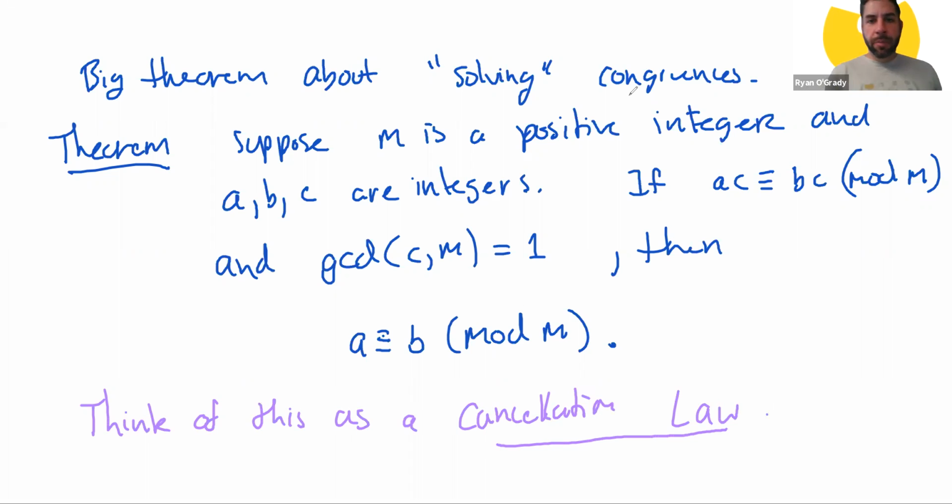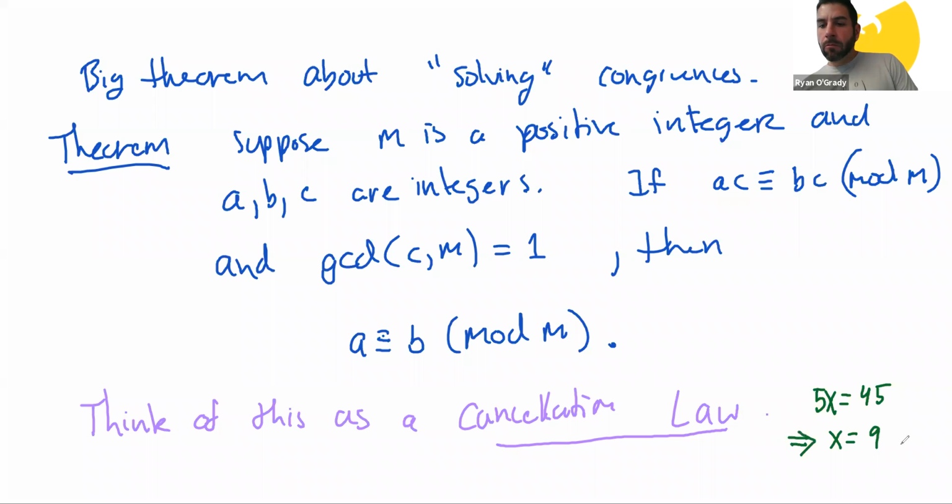I know I keep beating the dead horse, but here's what I mean by cancellation law. When you were a kid, or even now, when you're solving equations, if you had something like 5x equals 45, you can reason that x has to be 9. But you can't just reason that simply with congruences. Do you understand what I'm saying?